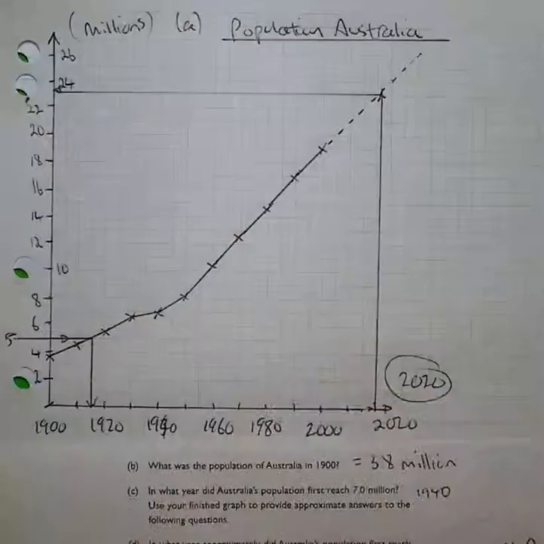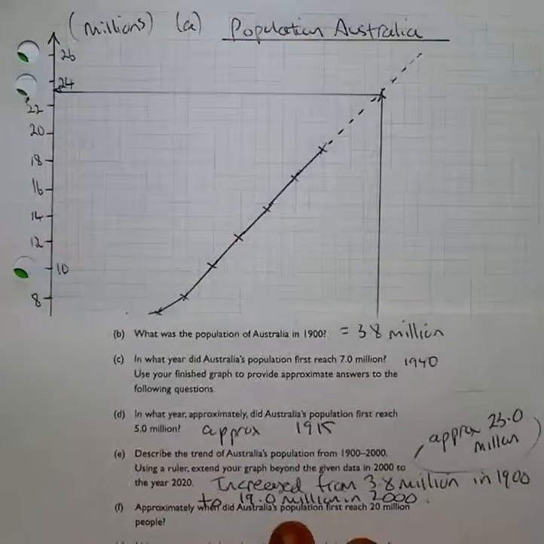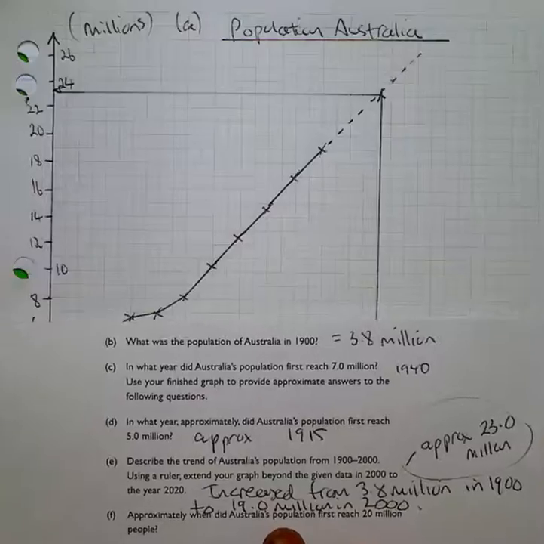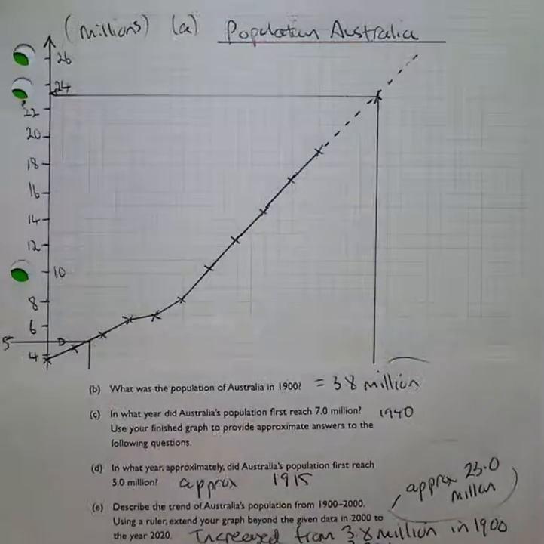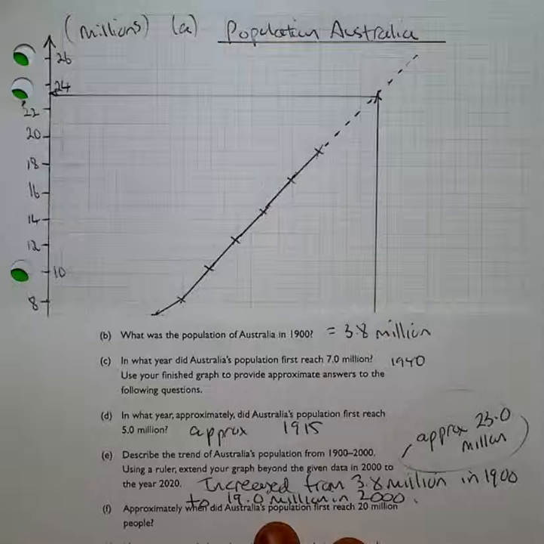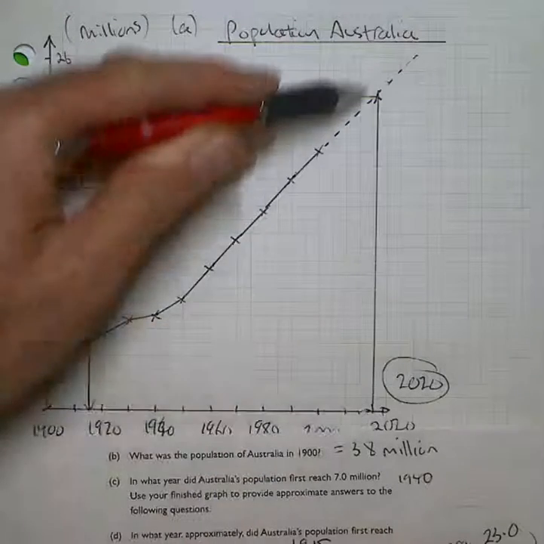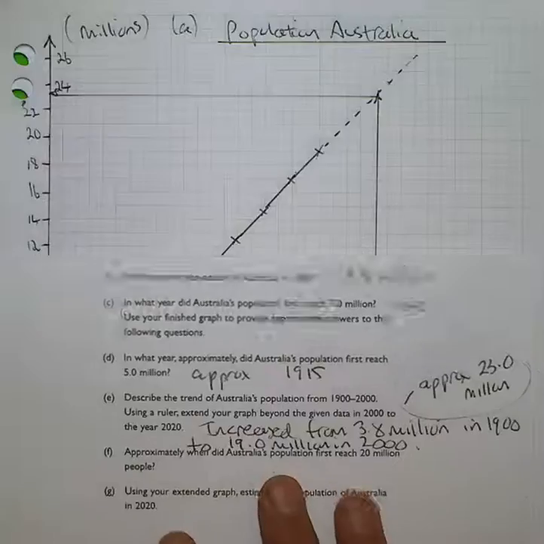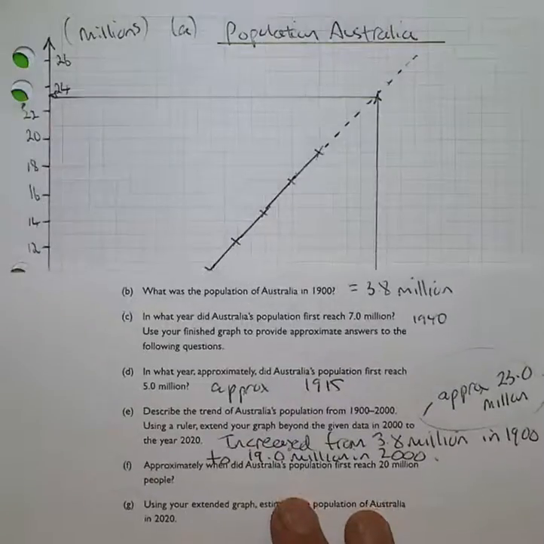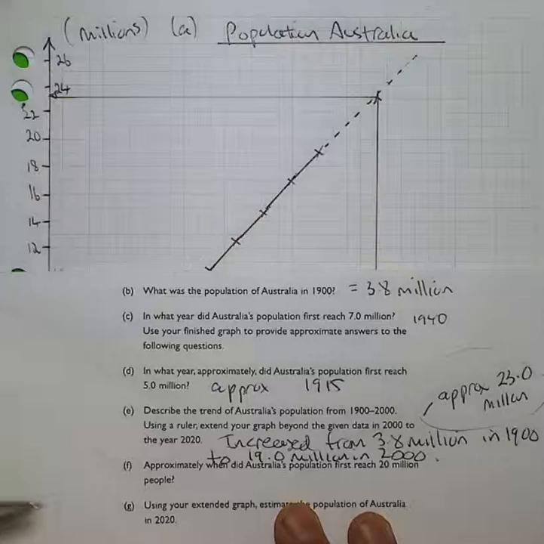Now I know for a fact that data is wrong, but this is the case for all estimations. I'll just move that up so it can be seen. So increasing from the 3.8 million right through to 19 million, and the approximation ruling up and across about 23 million. When did Australia's population first reach about 20 million people?